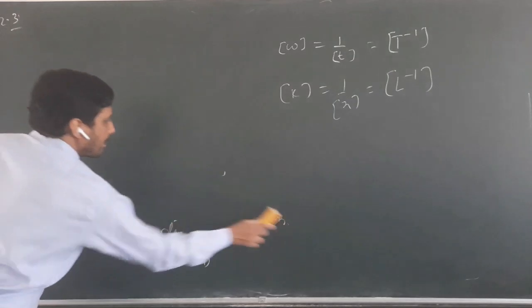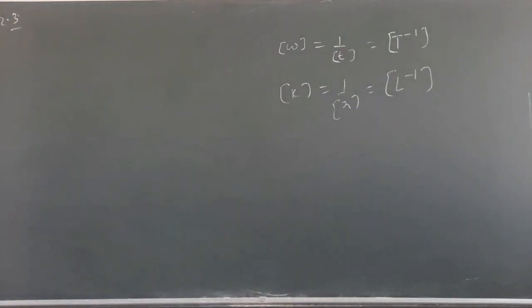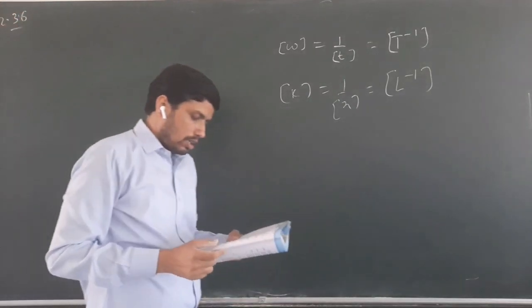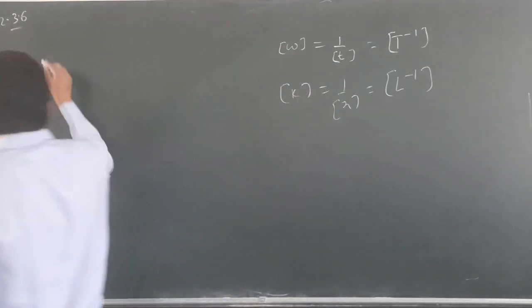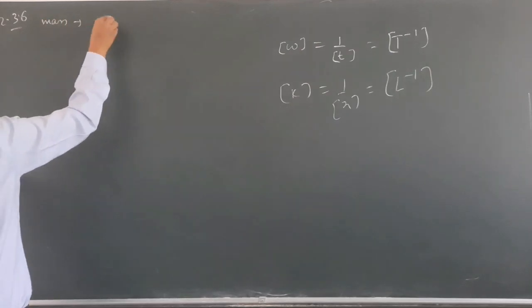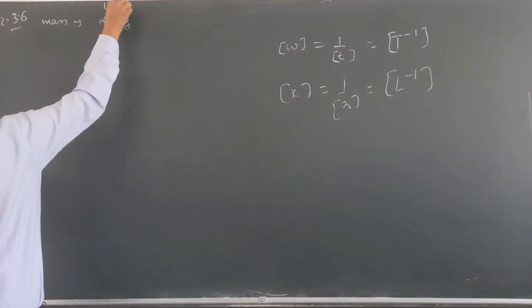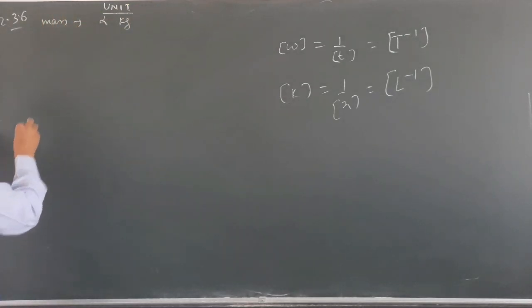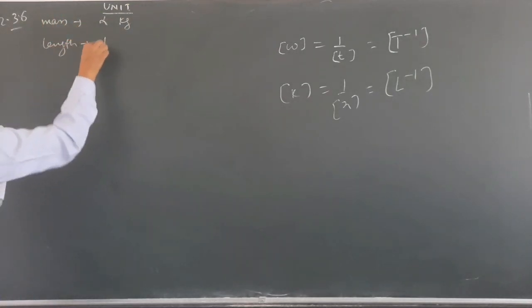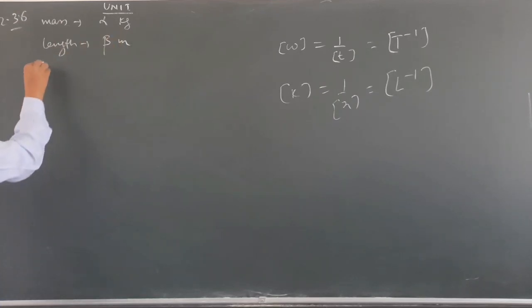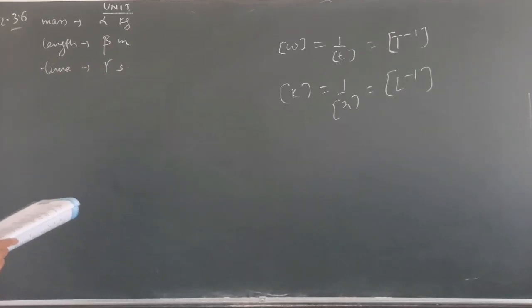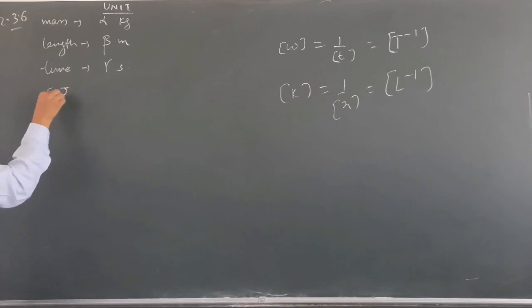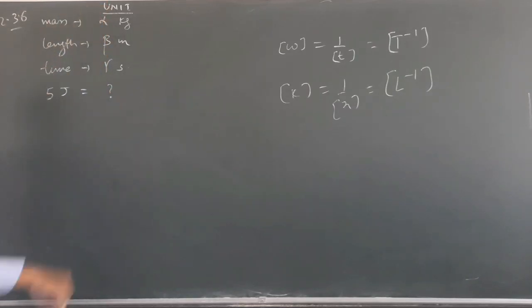2.36. Let me read the question for you. A new system of units is proposed in which the unit of mass is alpha kg. So for mass, one unit is alpha kg. For length, the unit is beta meters. And for time, the unit is gamma seconds. How much will 5 joule measure in this new system? 5 joule will be how much in this system?